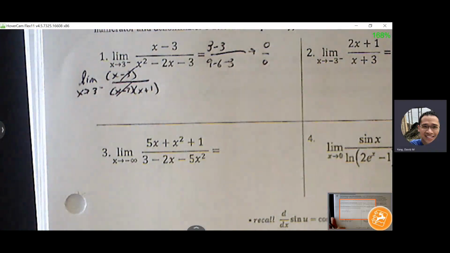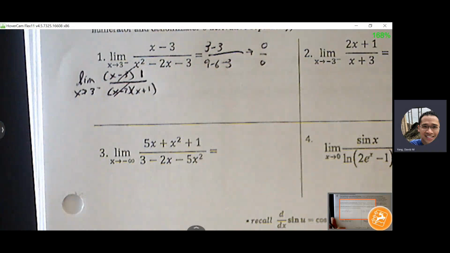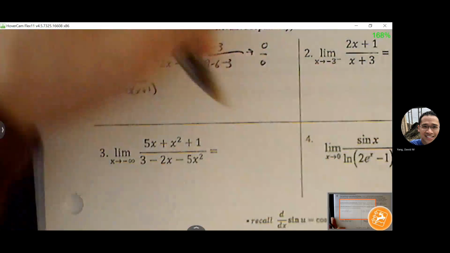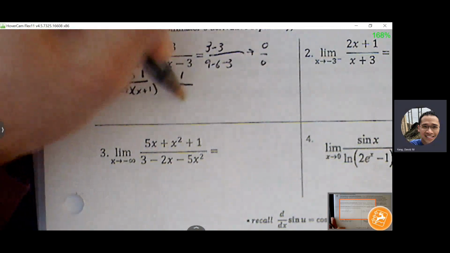But when I cancel out, what remains up top? A 1. Okay, not a 0, right? A 1. So as soon as you reduce, you can reevaluate. Plug 3 in, what do I get? 1 over 4.